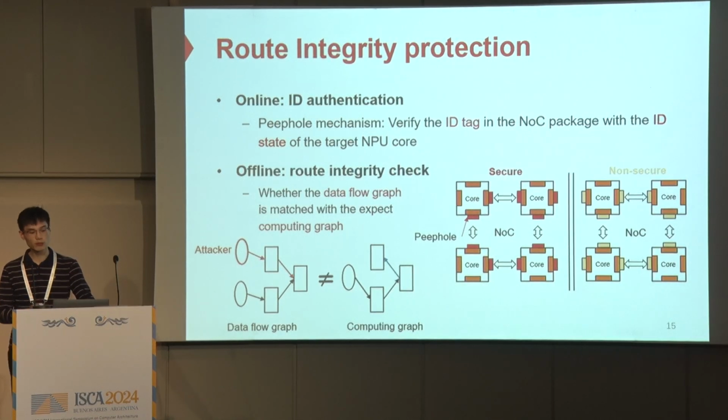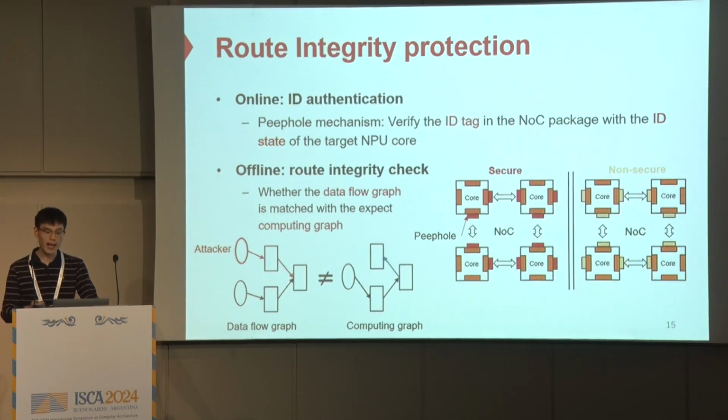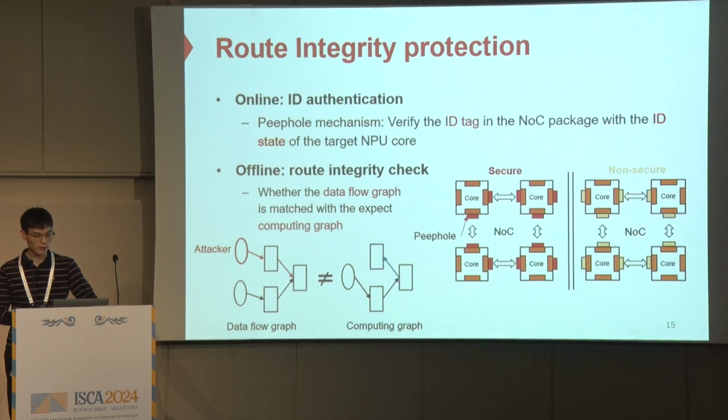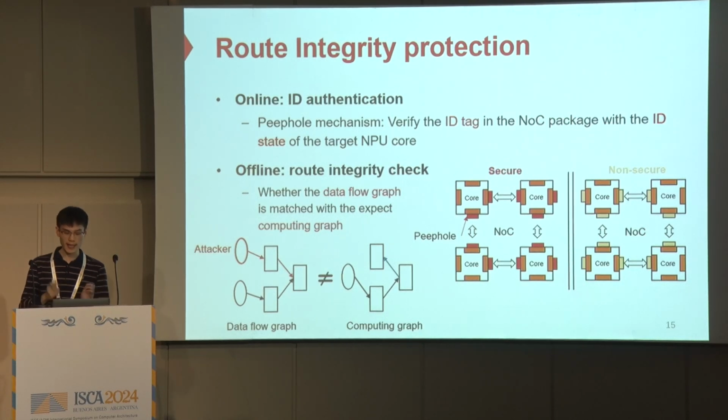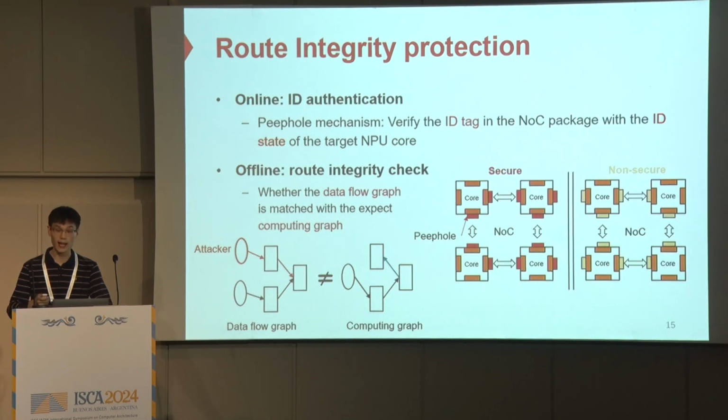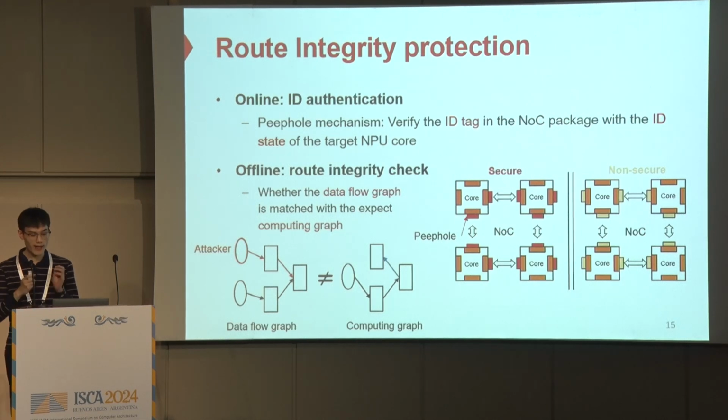To guarantee the root integrity, we introduce online ID authentications and offline root integrity checks. During the runtime, we use a peephole mechanism to isolate the NOC network between the secure NPU core and the non-secure NPU core. Each NOC packet is associated with an ID tag and is verified with the ID status in the target NPU core. As for the secure ML task, we also need to check whether the runtime data flow graph matches the expected computing graph.